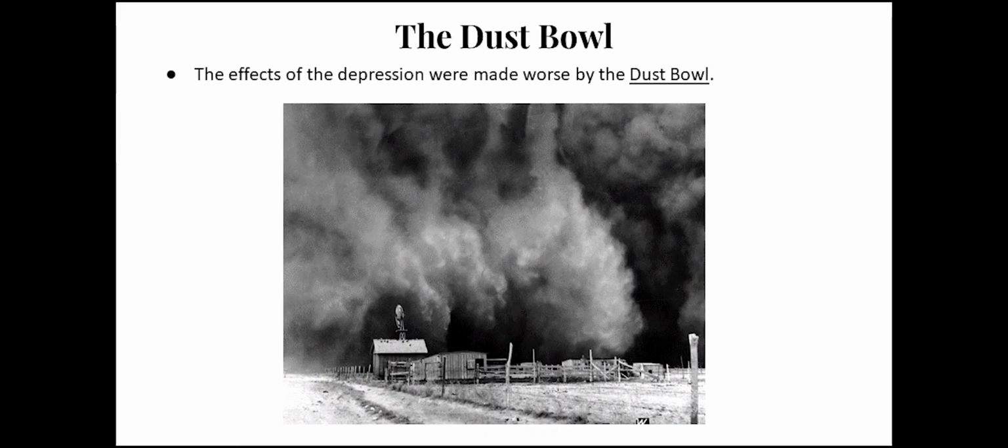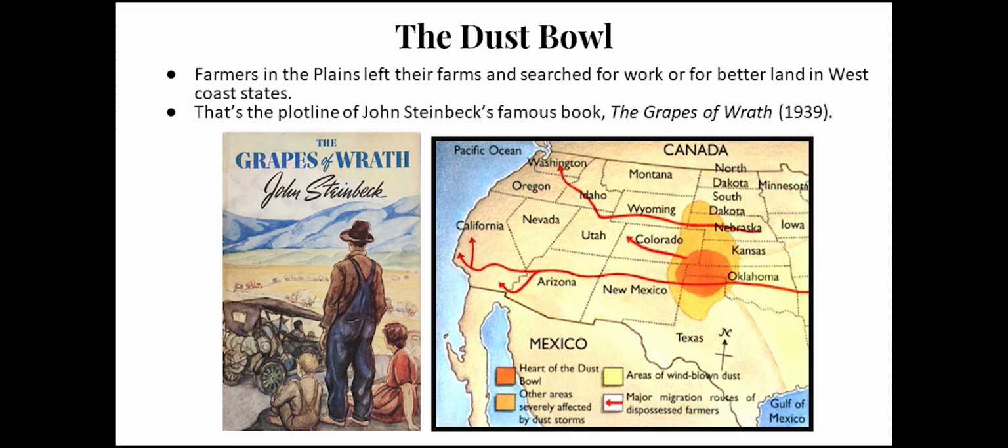They wanted to leave. Many did. Many left Oklahoma and the Great Plains to try to start new in the West, mostly going to places like California. The book Grapes of Wrath by John Steinbeck, written in 1939, is a story of an Oklahoma family trying to start again in California.